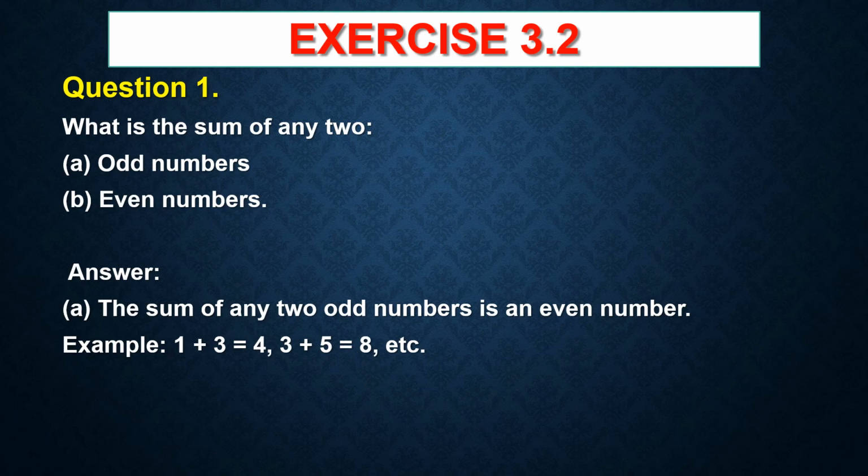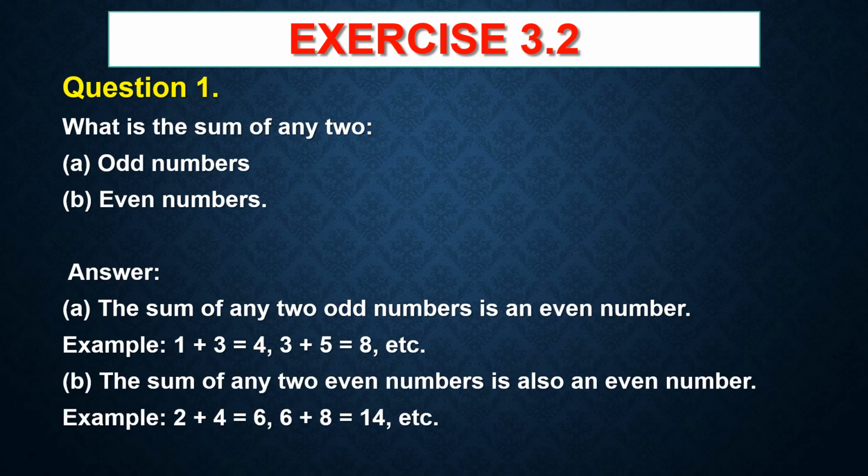The next part of this question is, what is the sum of any two even numbers? The sum of any two even numbers is also an even number. Let's take one example: 2 plus 4. 2 and 4 are two even numbers. Their sum, which is equal to 6, is again an even number. 6 plus 8 are both even numbers and their sum, which is equal to 14, is again an even number.